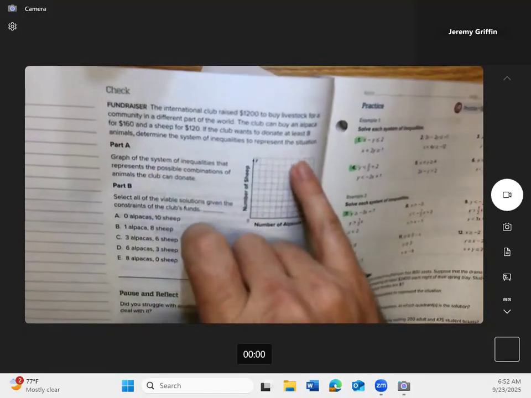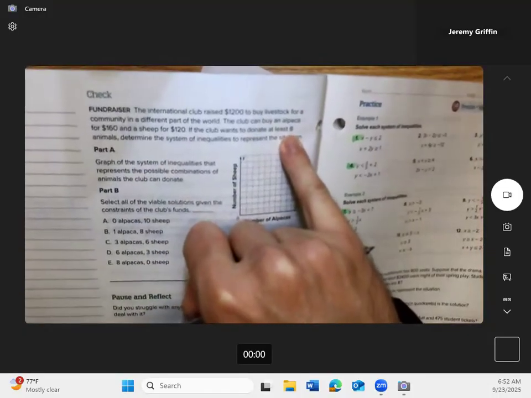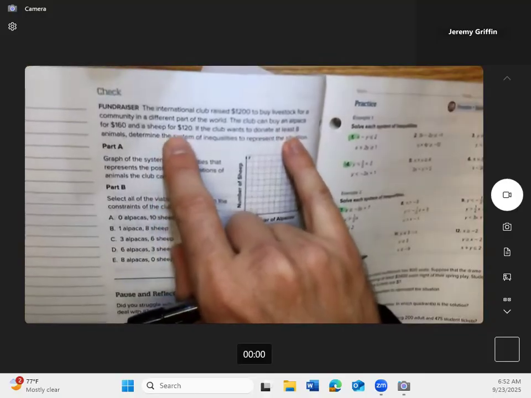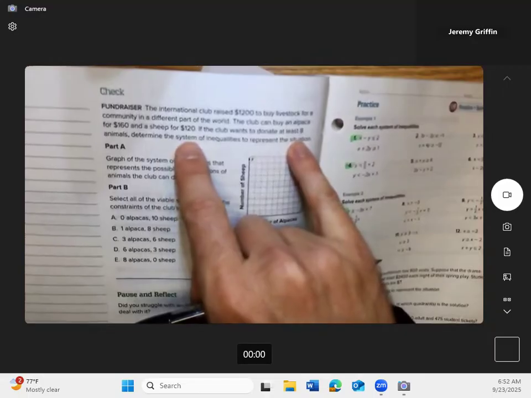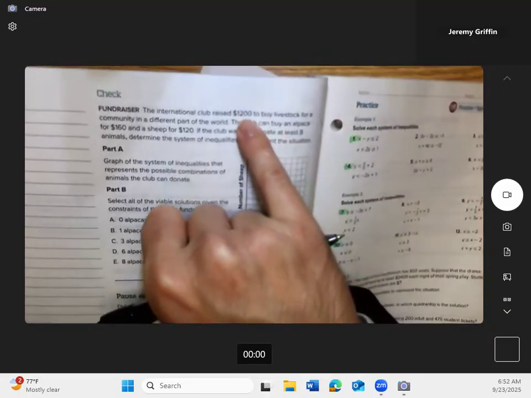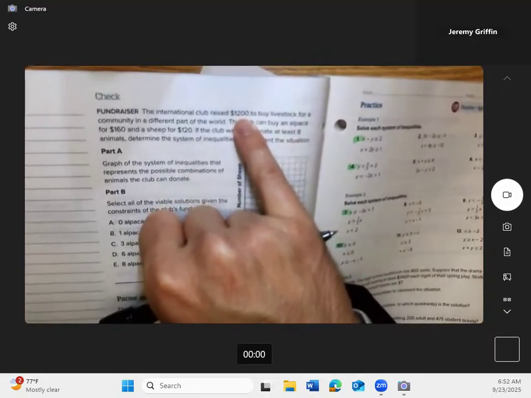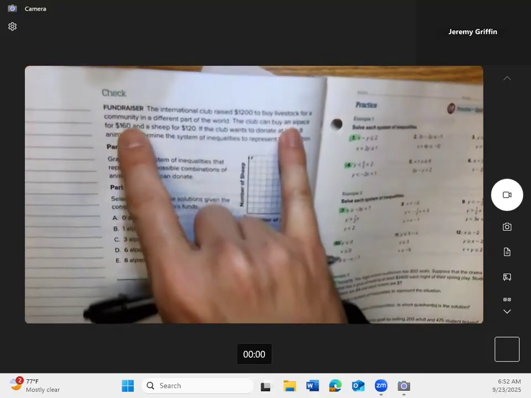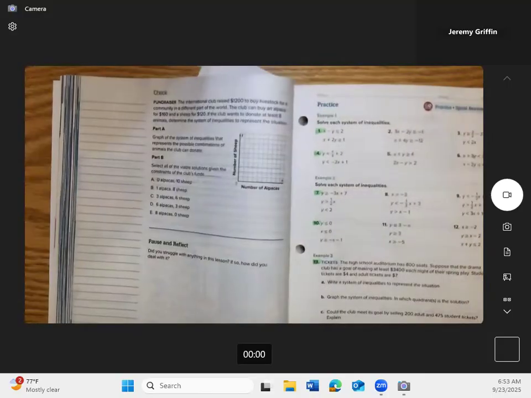Right. So they want to purchase 8 animals. It could be 8 sheep, it could be 8 alpacas, it could be 4 and 4, it could be 3 and 5. But here's the conundrum: they only have $1,200 to spend. So they probably wouldn't be able to afford 8 alpacas, I don't think. So let's come up with a system and graph it and see what it looks like.